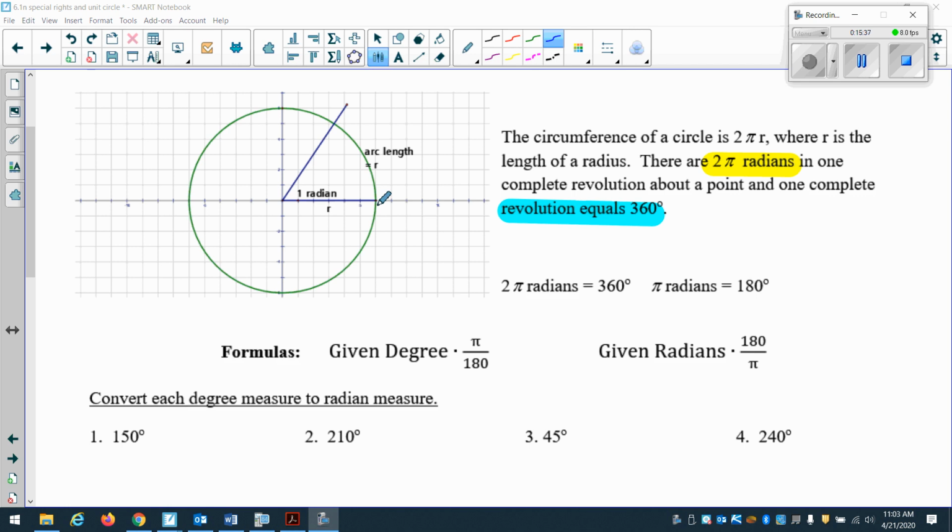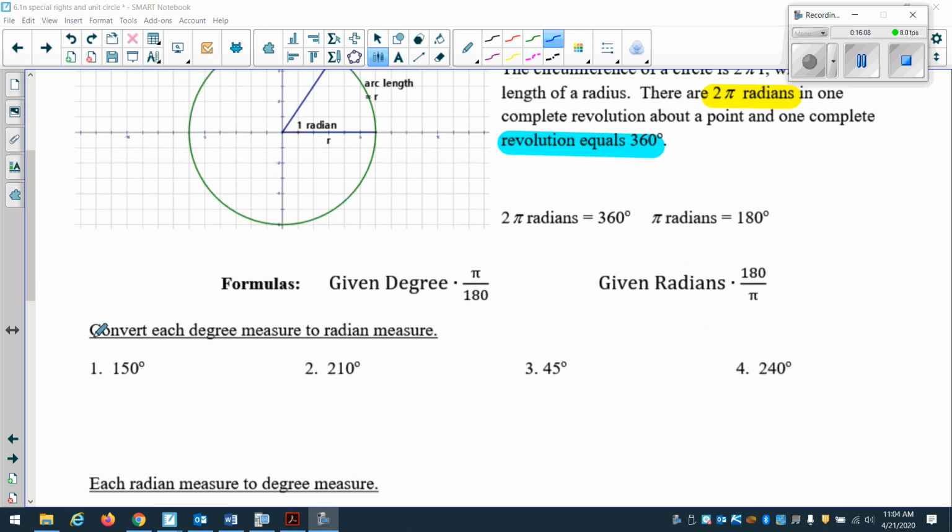Now, a radian is a unit of angle measure at the center of the circle whose arc length is equal in length to the radius. So this arc length is the same distance as the radius, okay, or here, the radius, either one. Again, the radius for the unit circle is equal to 1. But what we're going to see now is we're going to convert each degree measure to a radian measure.